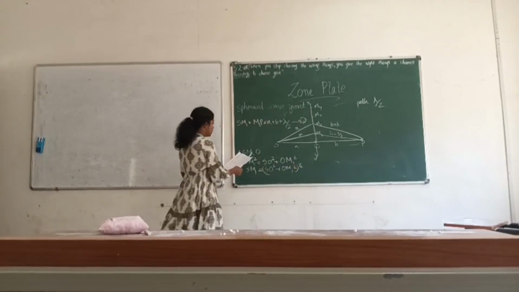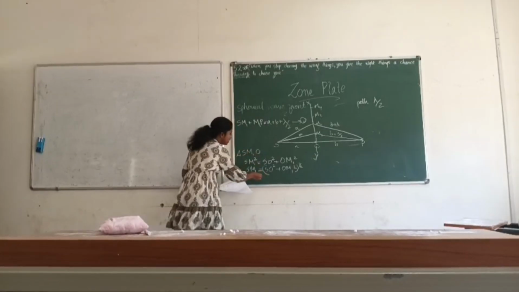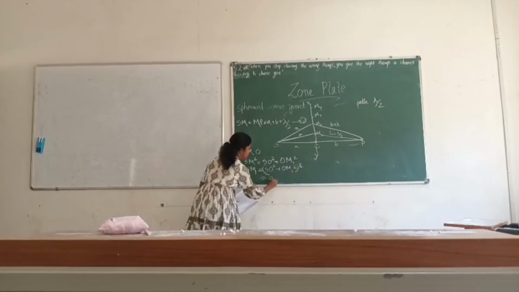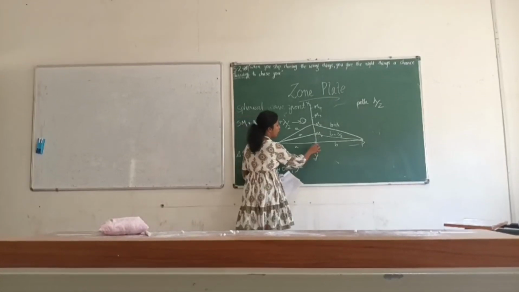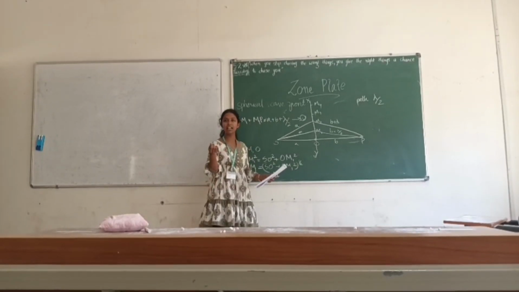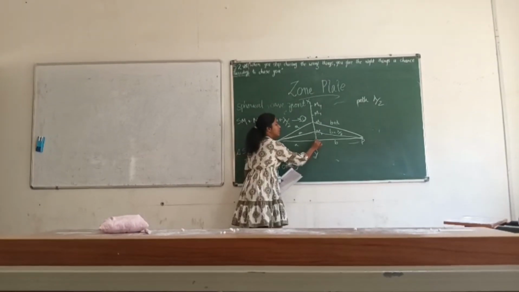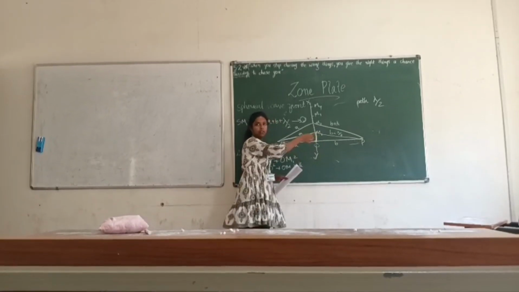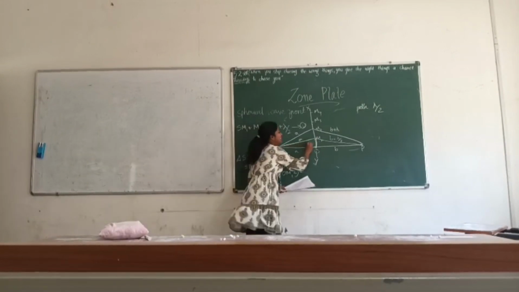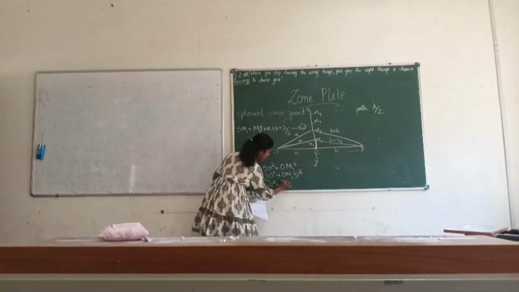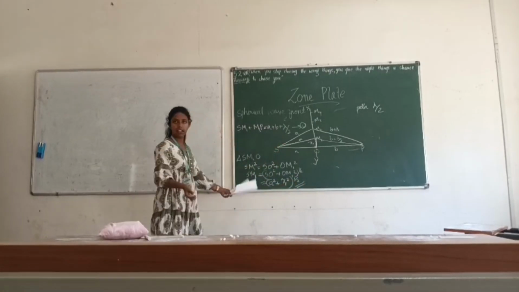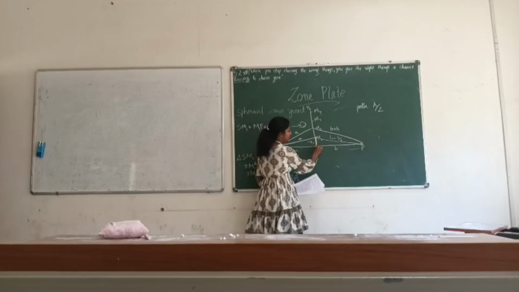After this we put in the values. What is the value of SO? This will be equal to A, so A square. What is the value of OM1? OM1 is the radius, from the center of this plate. So that value will be R1, and that is R1 square, all raised to 1 by 2.